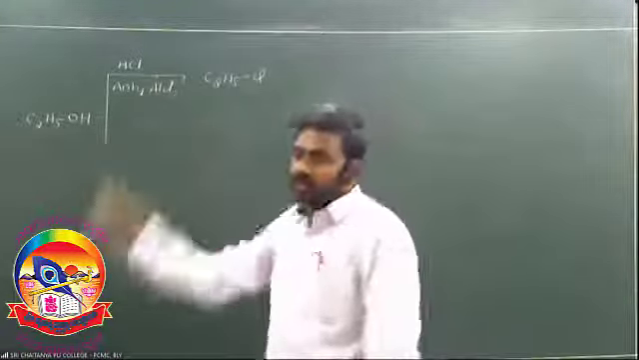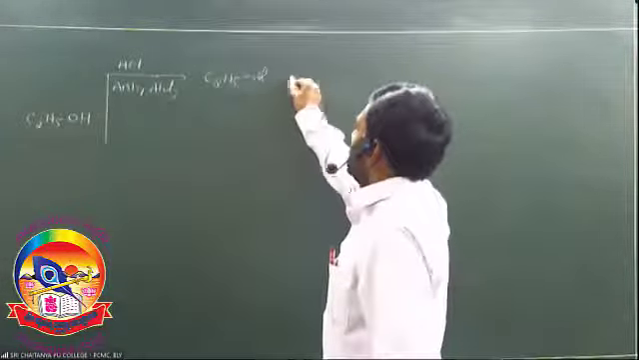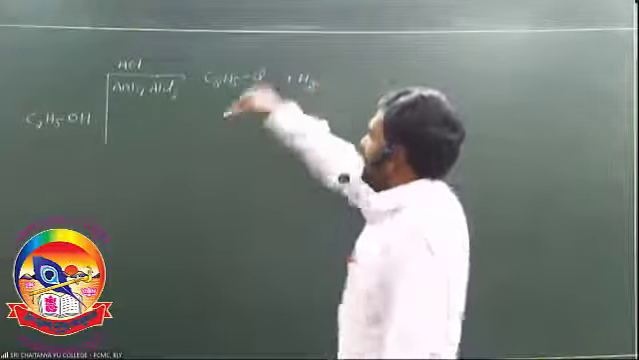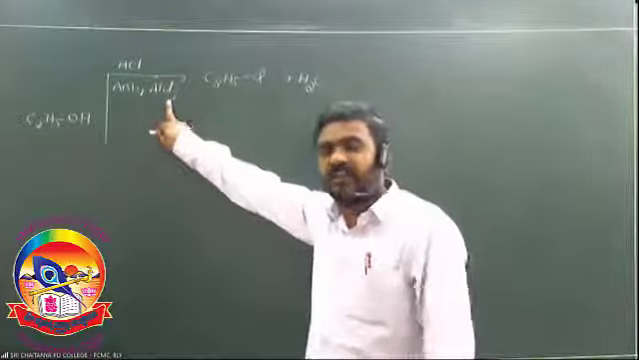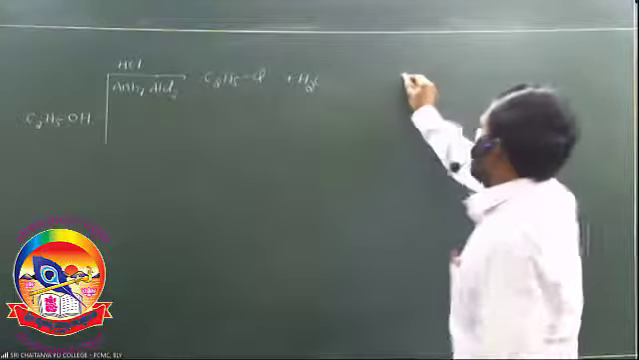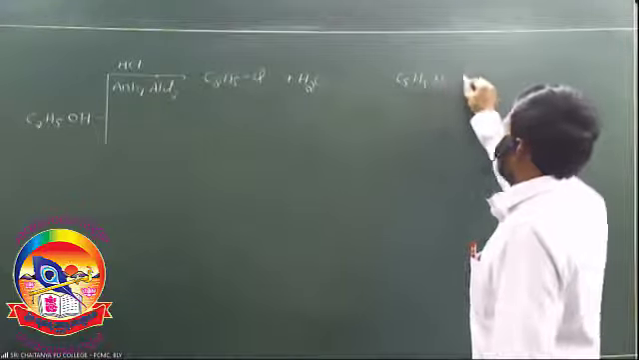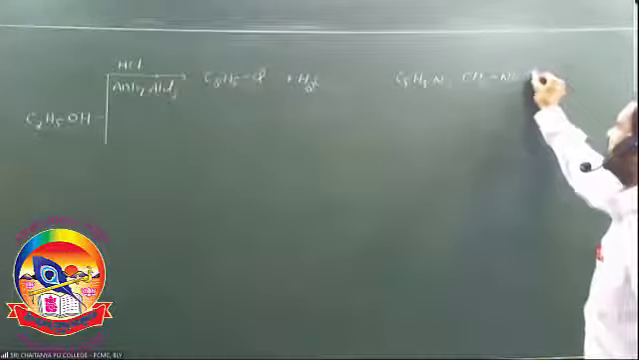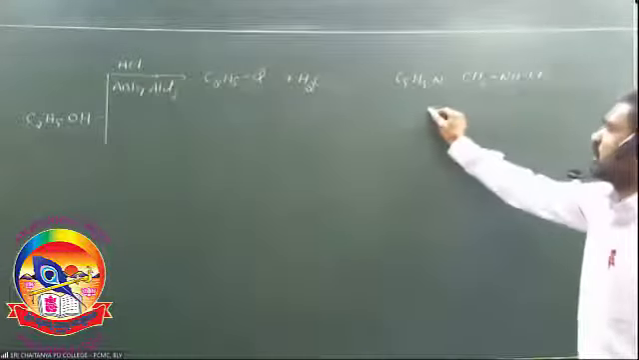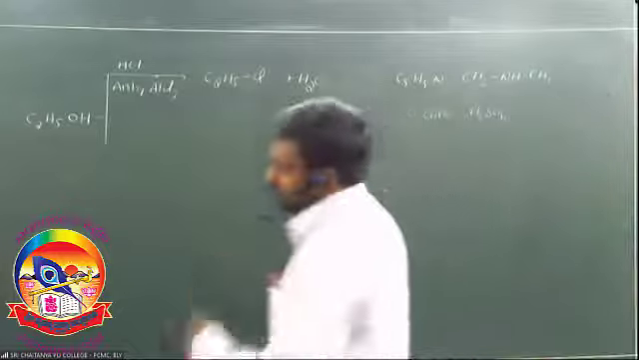What is the role of aluminum chloride? It acts as a dehydrating agent, since water is the byproduct. Instead of anhydrous aluminum chloride, pyridine, C5H5N, or dimethylamine, a secondary amine, CH3NHCH3, can be used. Concentrated sulfuric acid, H2SO4, is also used.